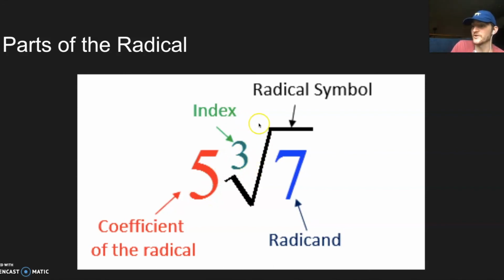Finally, the index is going to be the value of the root we're taking. I could be taking the 4th root, the 5th root, the 6th or the 7th. Our index is going to be the value of the root. And finally, the radical is just the name of this symbol.